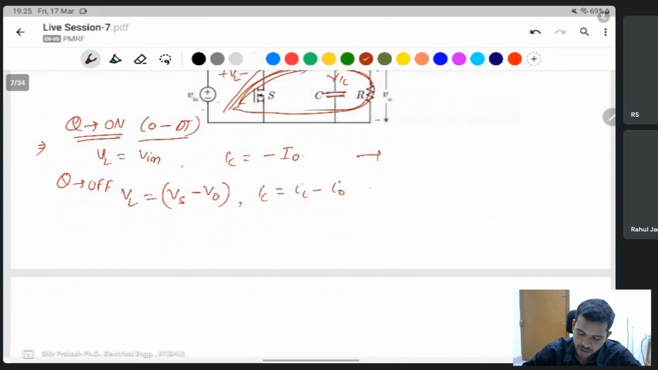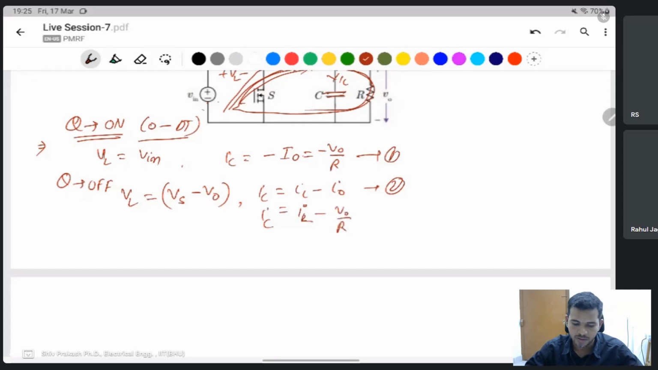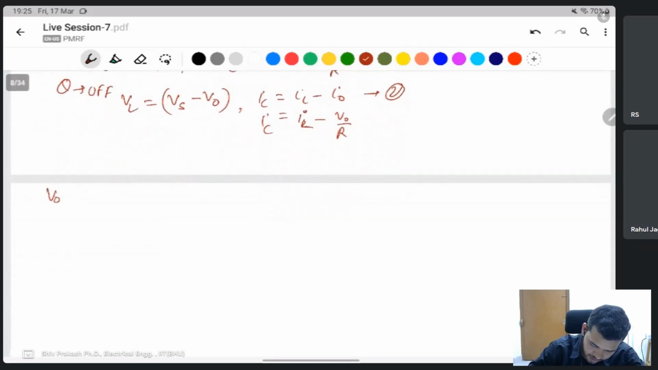I have two equations, first and second. Can apply the volt second and current second balance equations. You can write I naught is V naught by R. The same you can write here also: IL minus V naught by R, I naught. Apply the volt second equation for the inductor.